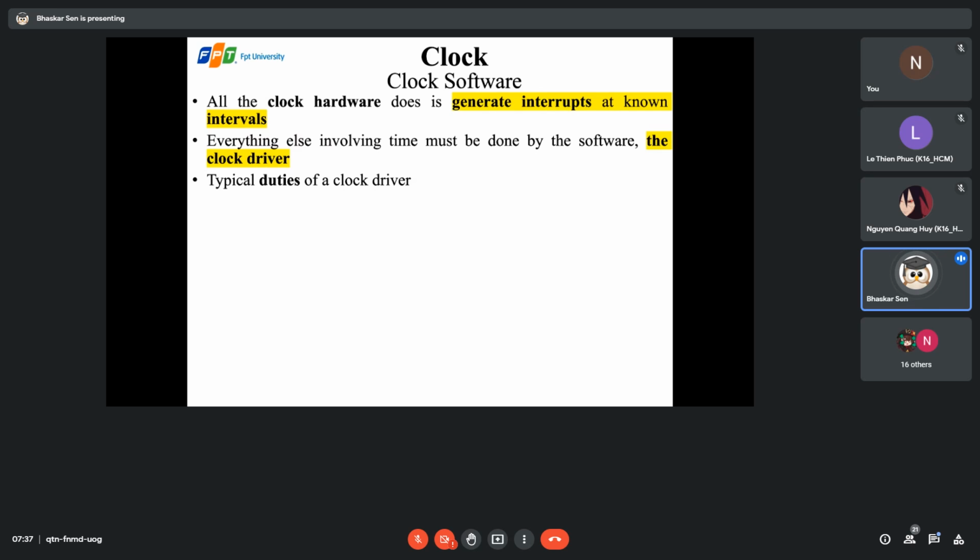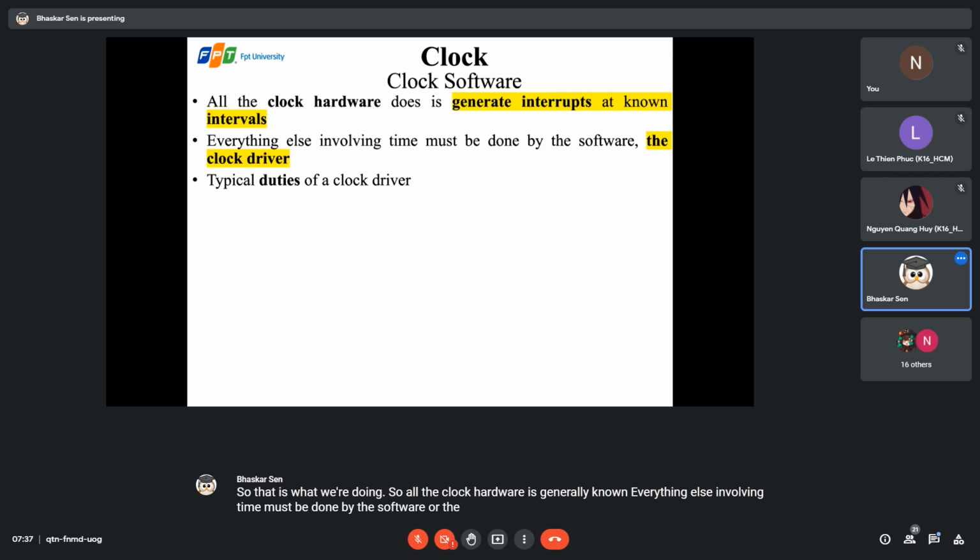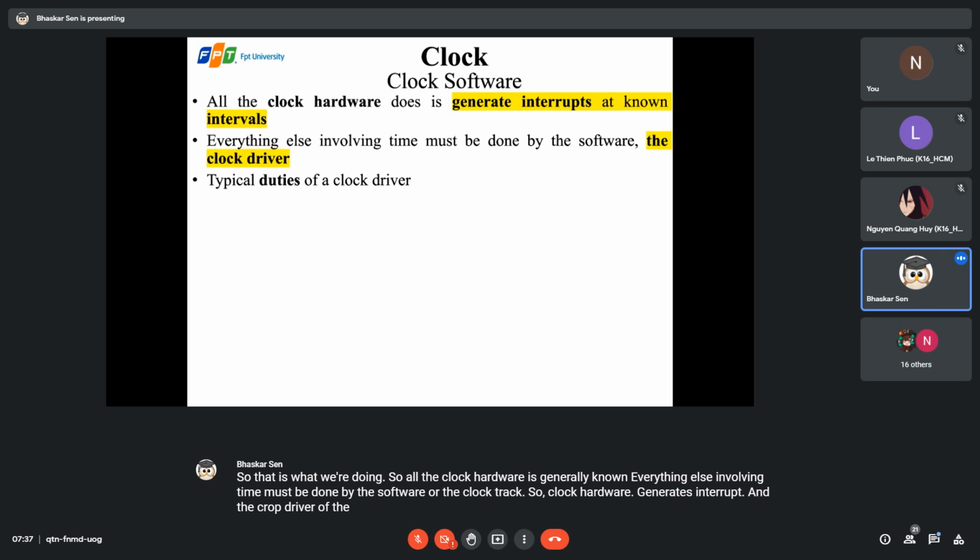So that is what we are doing. All the clock hardware here generally generates interrupts at known intervals. Everything else involving time must be done by the software or the clock driver. So the clock hardware generates the interrupt, and the clock driver of the software will do the rest.